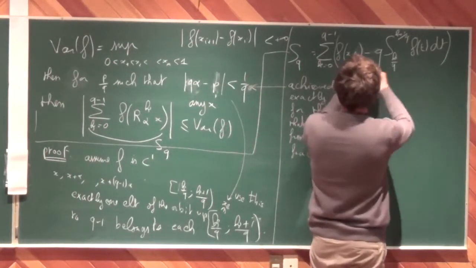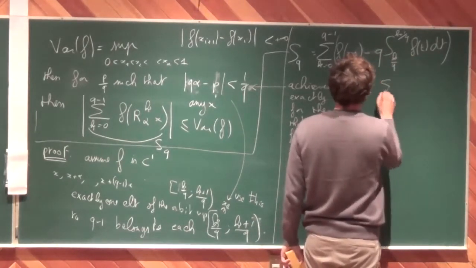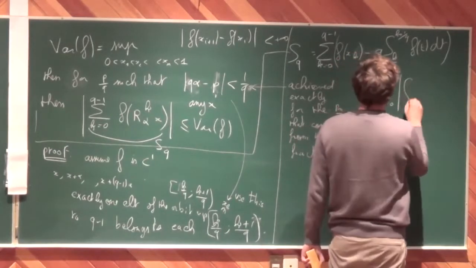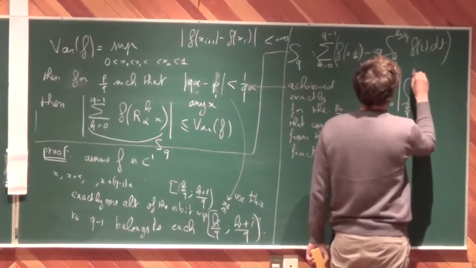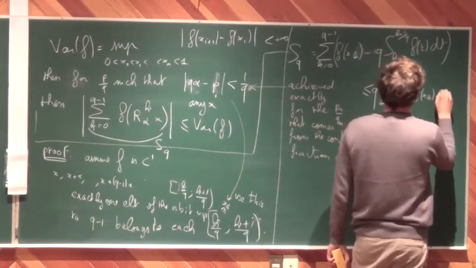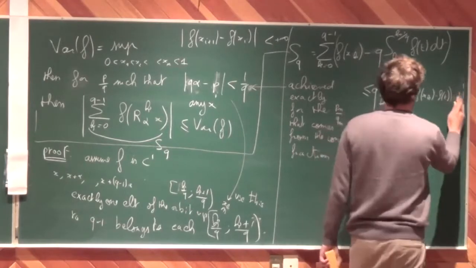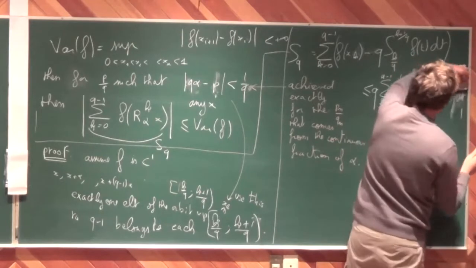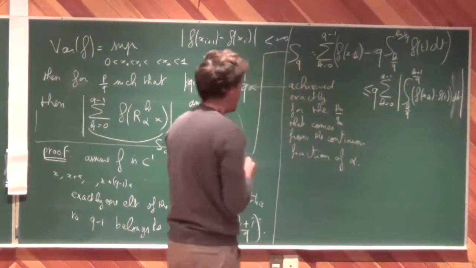And now, you can put that in the integral. So this is smaller than the sum from 0 to q minus 1 of the integral, so q times the integral from k over q to k plus 1 over q of f of xk minus f of t dt. Put it in, and get the absolute value.